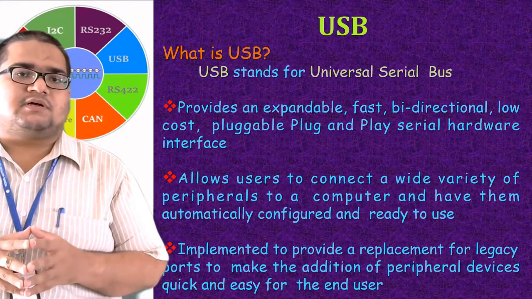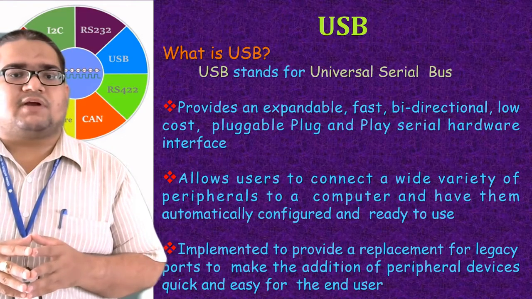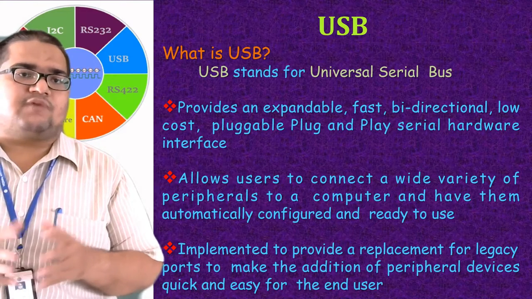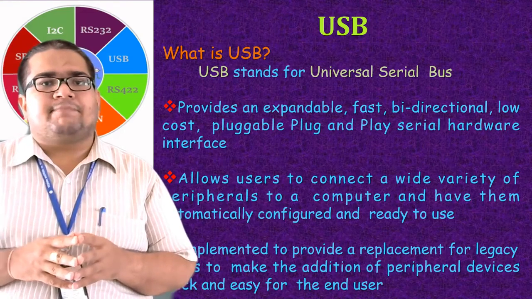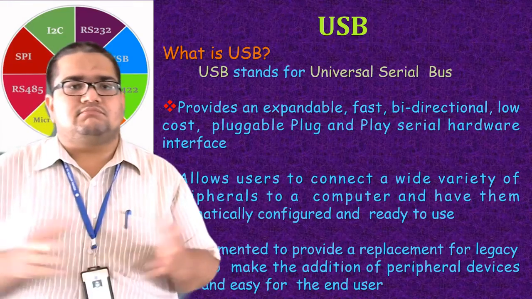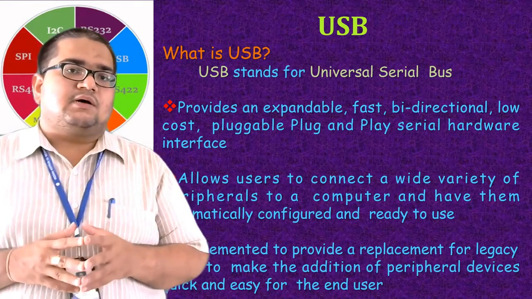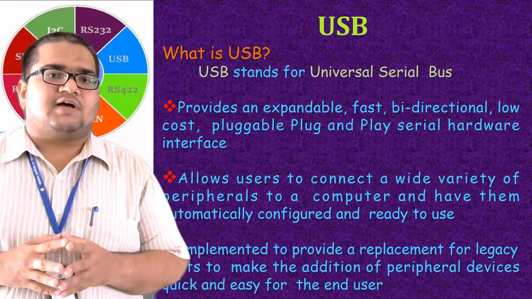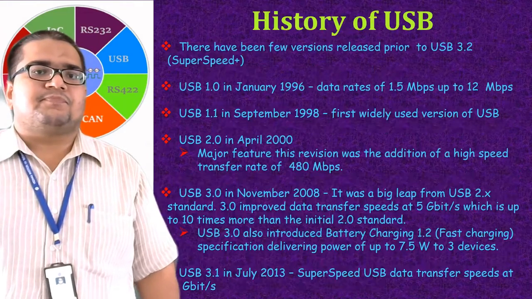These are some things that make USB special. It was implemented to provide a replacement for legacy ports, to make the addition of peripheral devices quick and fast. In RS-232, we have seen that many pins are there. Even the simplest form needs RX, TX and the ground to be connected, and there are many other similar communication protocols. Older ones were slower when compared to USB. USBs are very fast serial communication interfaces.